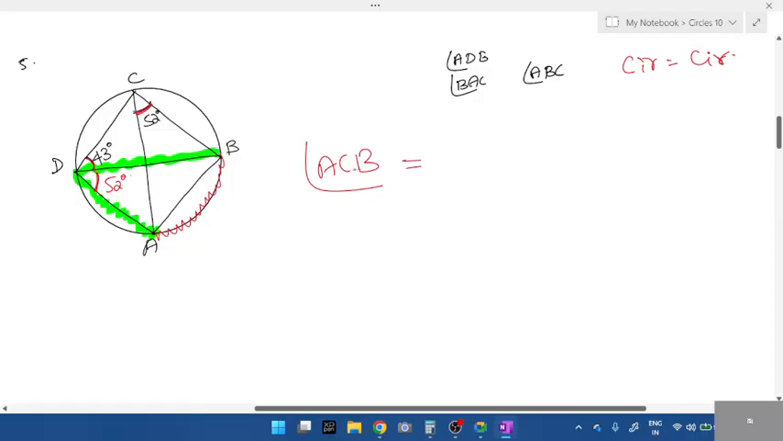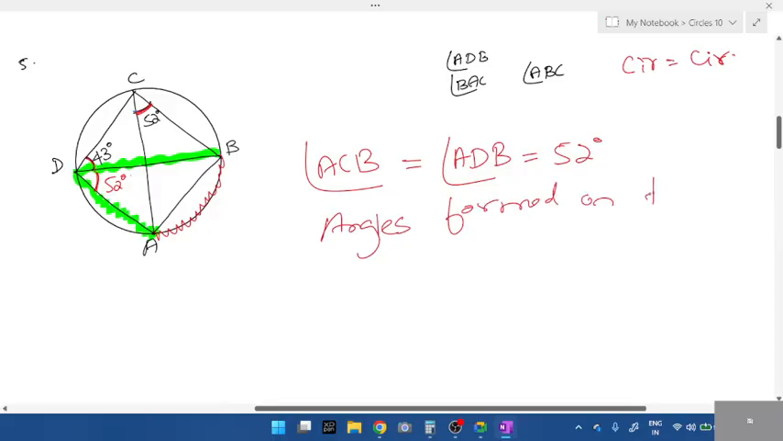So let me write. Angle ACB is equal to angle ADB is equal to 52. Then write the statement. Don't write circumference. That is how I teach. You all write angles formed on the same segment are equal. Make a note, all of you. Is it a sector or segment? ACB and ADB, segment. It has an arc plus a chord. Angles formed on the same segment are equal.